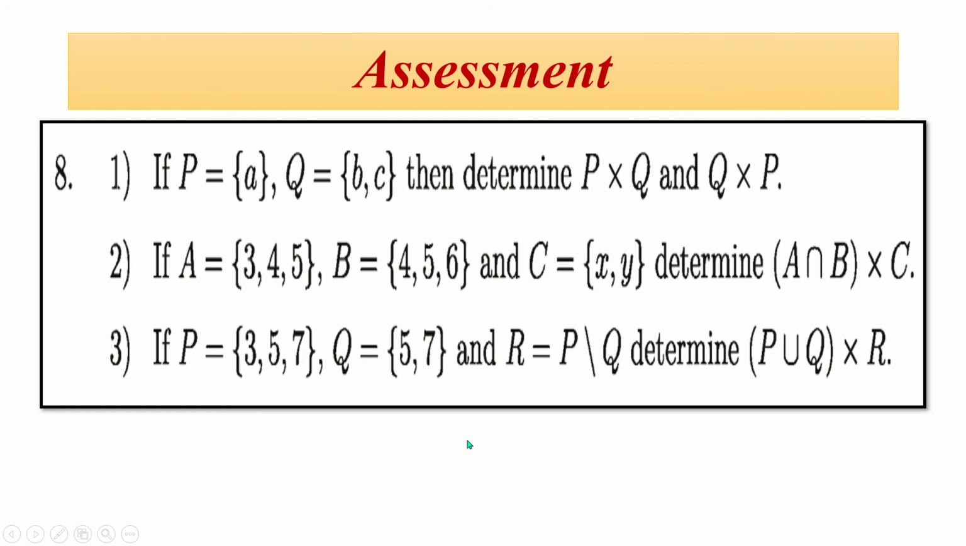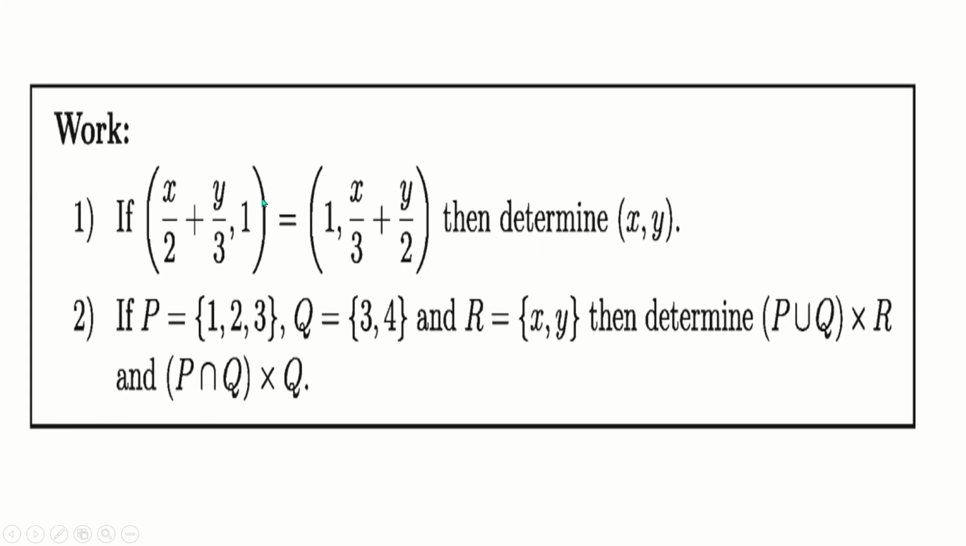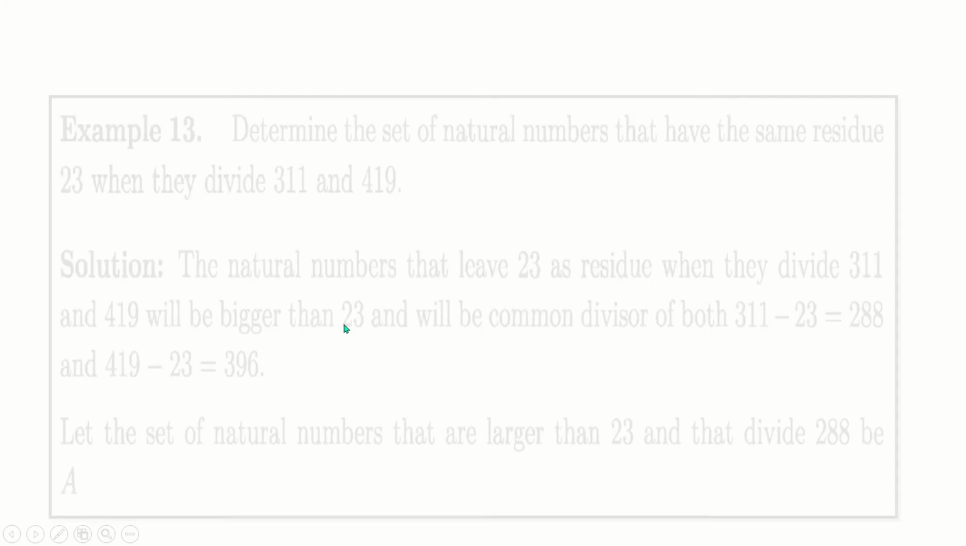Clear everyone? Now you can easily solve this and this number, because this is related to ordered pair and this is related to Cartesian product. Okay, everybody will solve this.